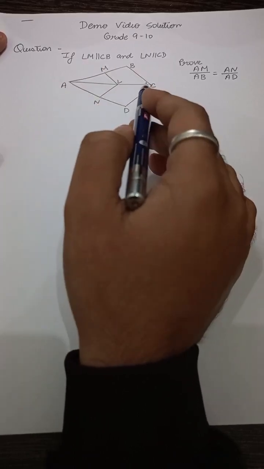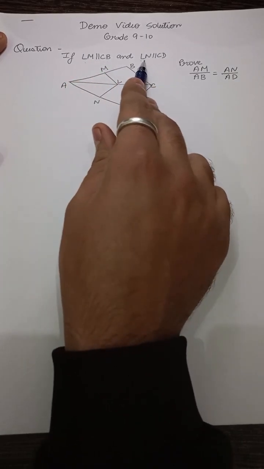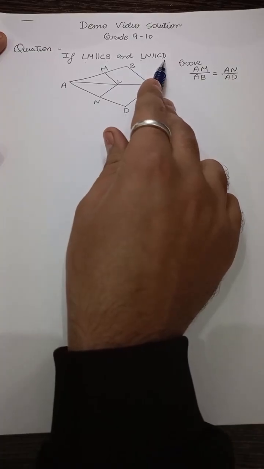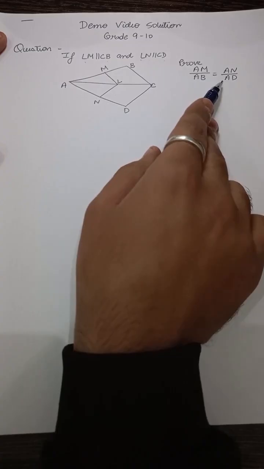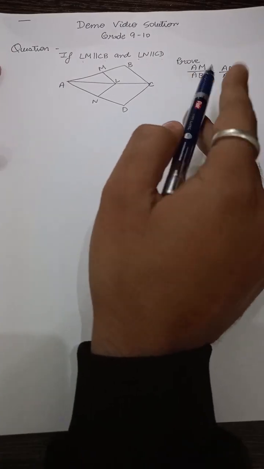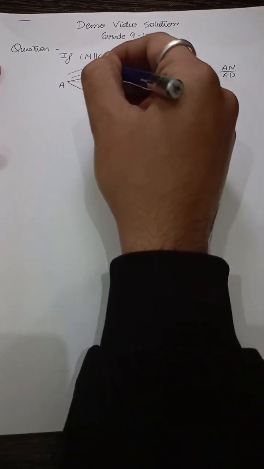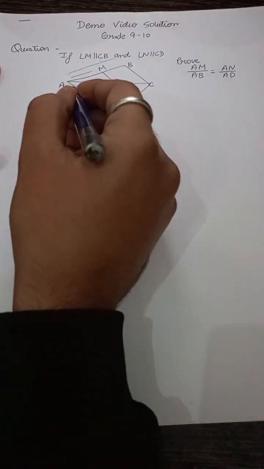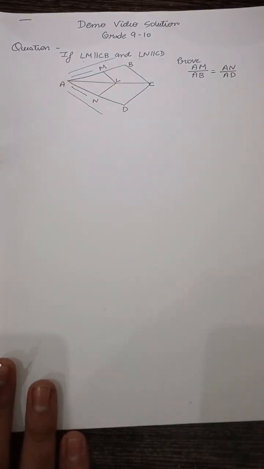We have this figure in the question, and it is given that LM is parallel to CB and LN is parallel to CD. We need to prove AM upon AB is equal to AN upon AD. Before I start the question, I need to look at the proof situation here. AM upon AB: this is AM and this is AB, and this is AN and this is AD. We need to prove these ratios are equal.